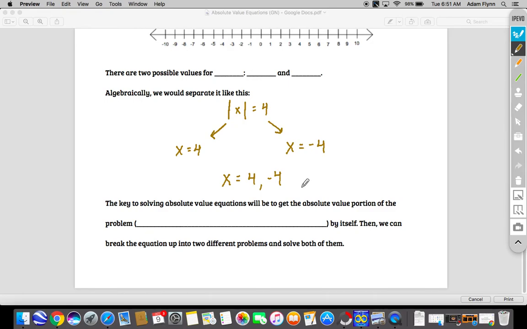Okay? So the key to solving absolute value equations will be to get the absolute value portion of the problem, which is the part in between the bars, by itself. Then we can break the equation up into two different problems and solve both of them. At this time, I recommend that you move on to the absolute value equations example video.